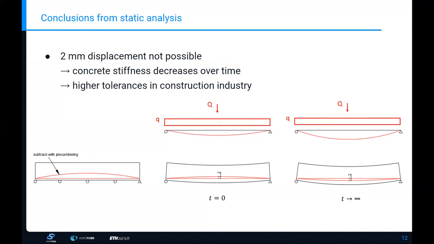A measure to still achieve the objective of 2 millimeter deflection is to use, for example, hydraulic presses below the modules, the subtrack modules, so that you can level the subtrack independent of the structure. This would be quite nice because then you could manage your system independent of the structure itself.